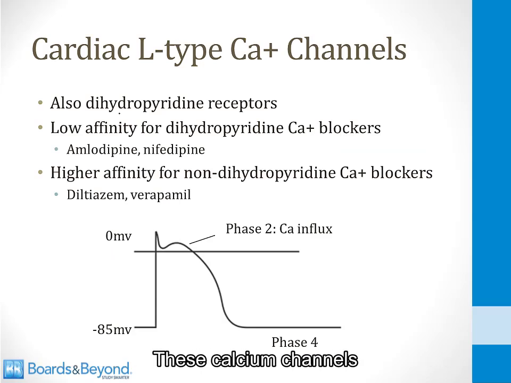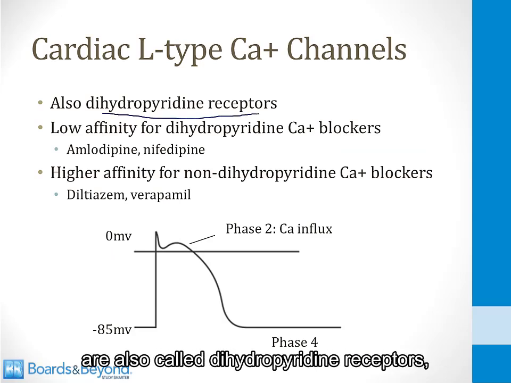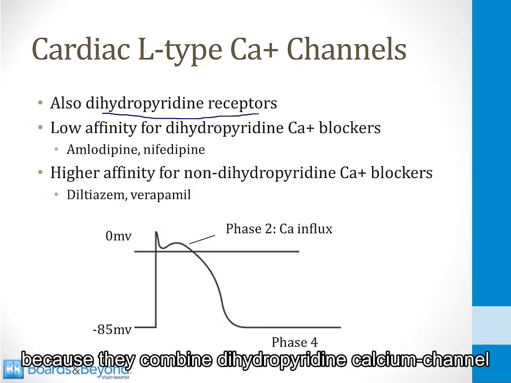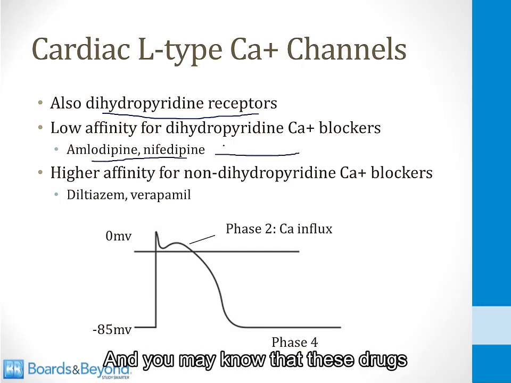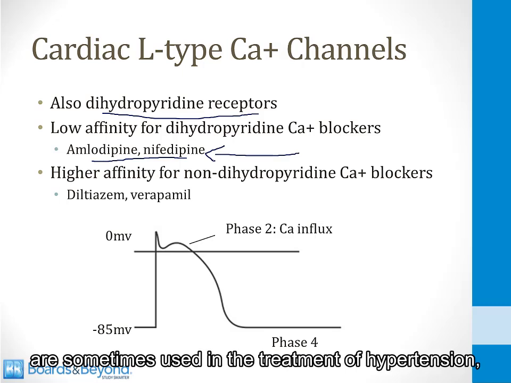Let's talk about cardiac L-type calcium channels in a little bit more detail. These calcium channels are also called dihydropyridine receptors, and they get that name because they can bind dihydropyridine calcium channel blocking drugs like amlodipine and nifedipine. And you may know that these drugs are sometimes used in the treatment of hypertension.